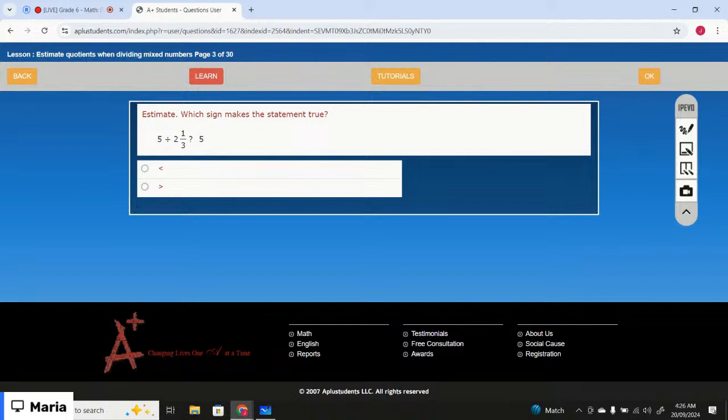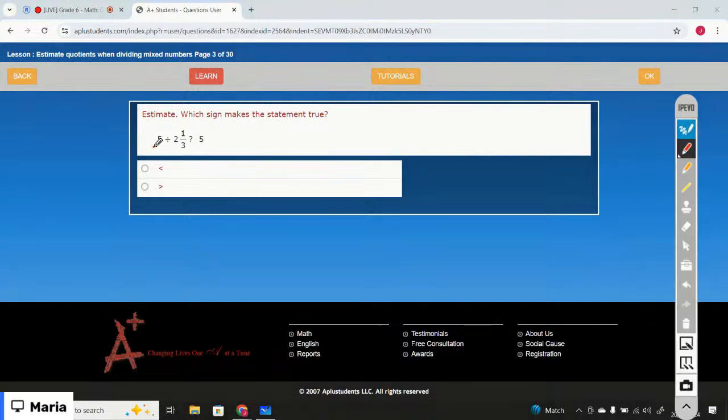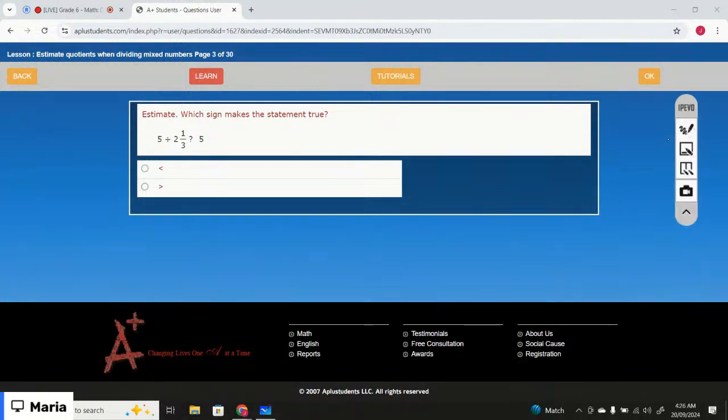Estimate 5 divided by 2 whole 1 by 3. You have to compare it to 5. Write it as 6 divided by 2. That is 3. Now you need to compare 3 and 5. So 3 is less than 5, right? Option number 1 is the correct option. Less it is.